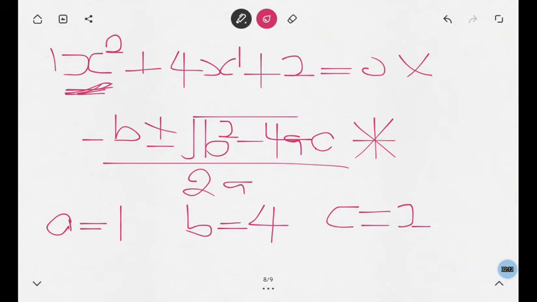So what we need to do next is that you need to substitute these values into the formula here. So wherever you see a, you have to put 1 there. Wherever you see b, you have to put 4 there. Wherever you see c, you have to put 2 there. Okay, let's move on.